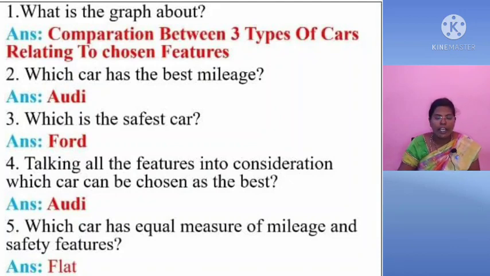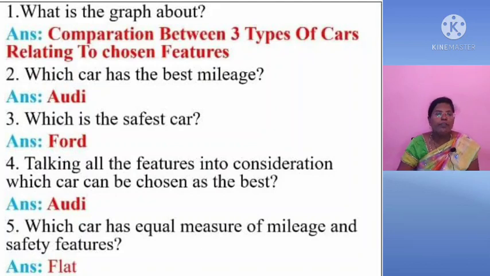Which car has equal measures of mileage and safety features? Here, which car is showing equal measures of mileage and safety? Which bar graph is it? Nothing but the Fiat car. Fiat, Nana. It is FIAT, a small typing mistake here. So the answer is Fiat.